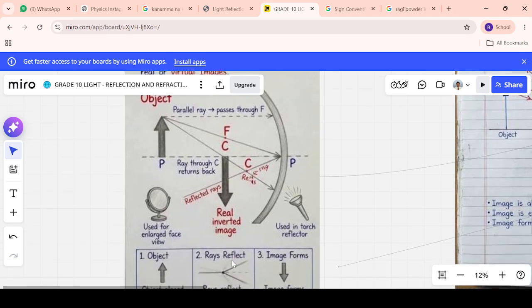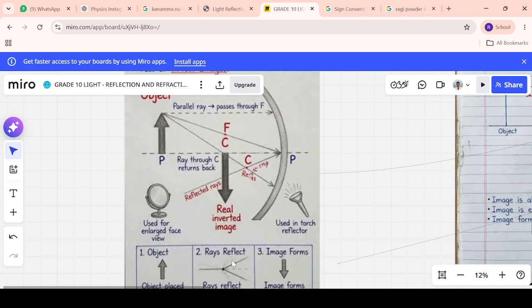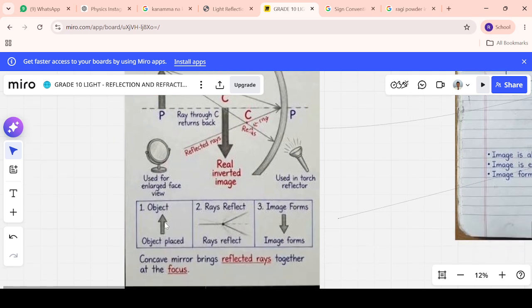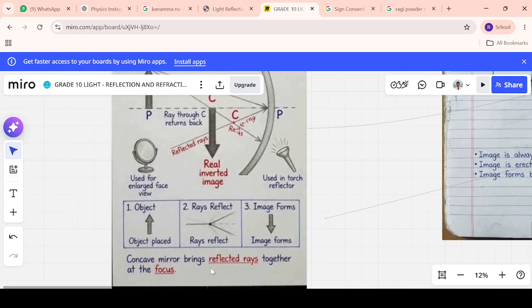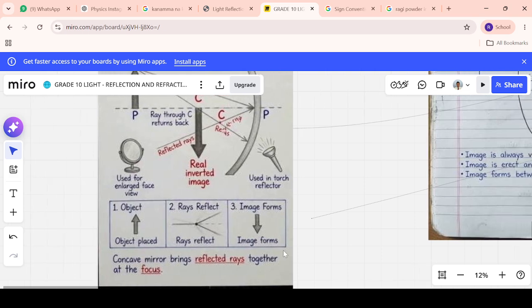So what are the uses here? Used for enlarged face view, used in torch reflector. The object is placed, the rays are reflected here, the image forms inverted. Concave mirror brings reflected rays together at the focus.